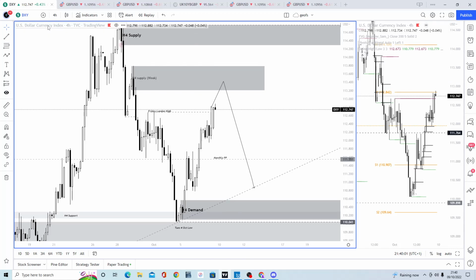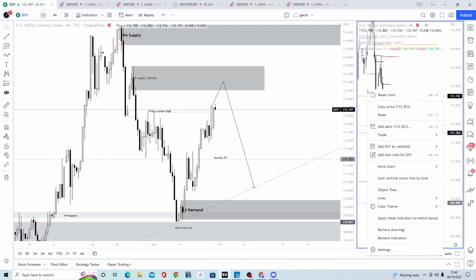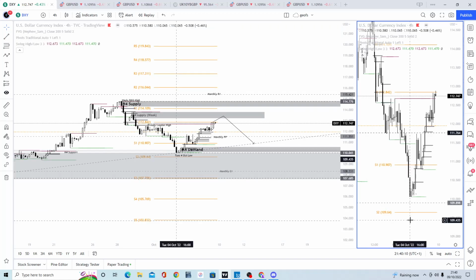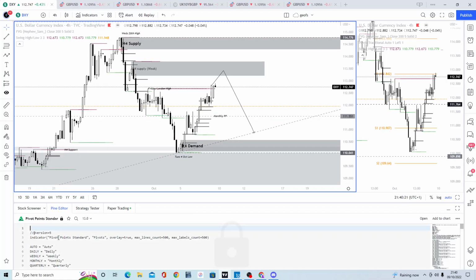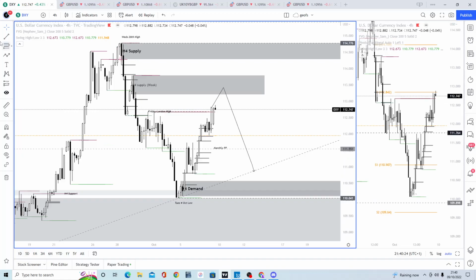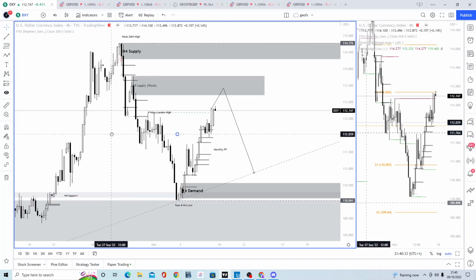I noticed that my FVG indicator isn't on here. What is going on? What have I done? What happened there? What did I do?